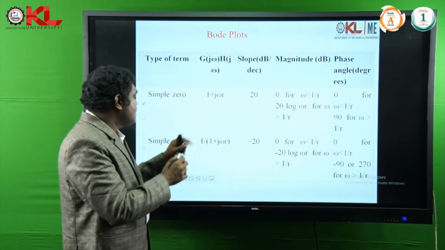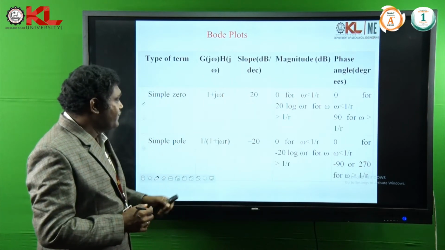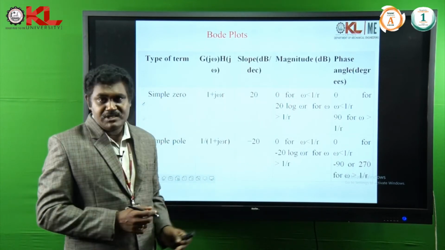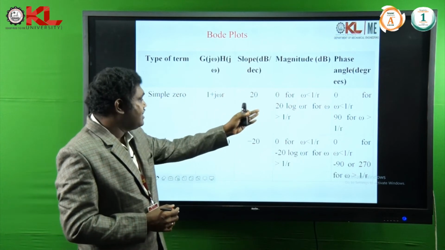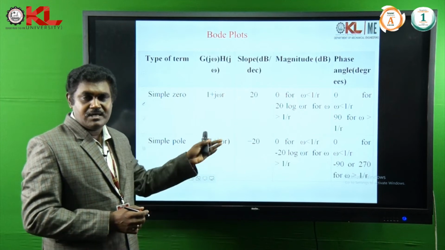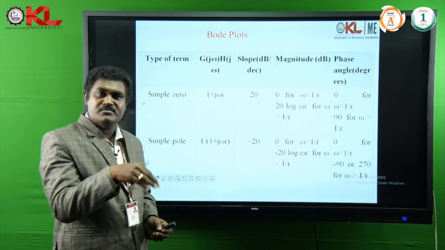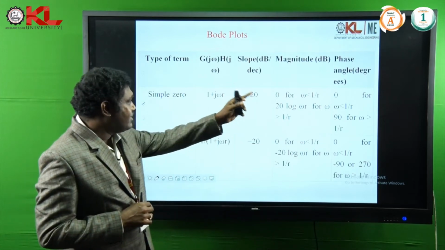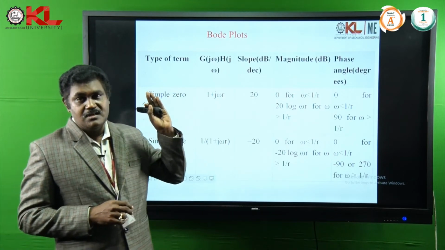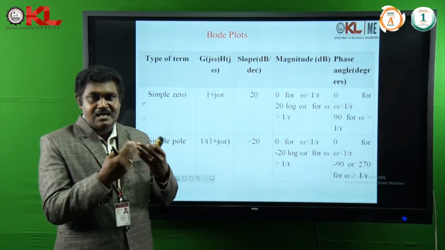Up to this value of r the magnitude is 0, and beyond that the magnitude changes with a slope of 20 decibels per decade, that is 20 log omega r. So, for omega greater than 1 by r, the curve is a straight line with a slope of 20 decibels per decade. And what about the phase angle? Similarly for the zero, the phase angle is 0 if omega is less than 1 by r, and it is 90 degrees for omega greater than 1 by r.